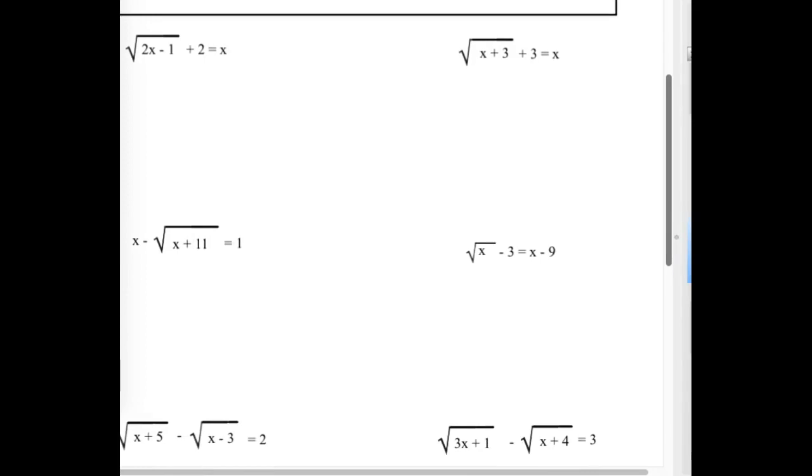All right, so for the first one, I want to isolate the square root piece. So I'm going to subtract the 2 to the other side. It becomes an x minus 2 now on the right-hand side. And to undo the square root, we are squaring. So it cleans up the left side nicely. The square cancels the square root. We just have 2x minus 1.